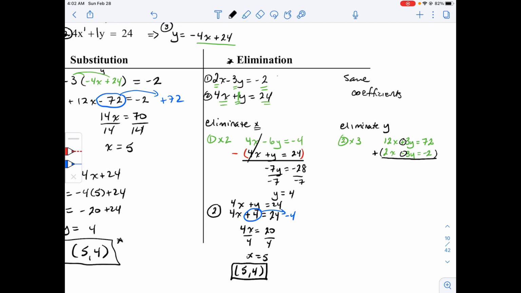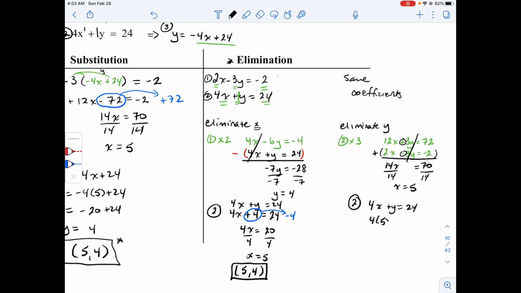Positive 3y plus a negative 3y is 0. And 12x and 2x makes 14x. That's equal to 70. Dividing both sides by 14, x is, of course, 5. Sub back into either equation. I'll take equation 2, and that's 4x plus y equals 24.